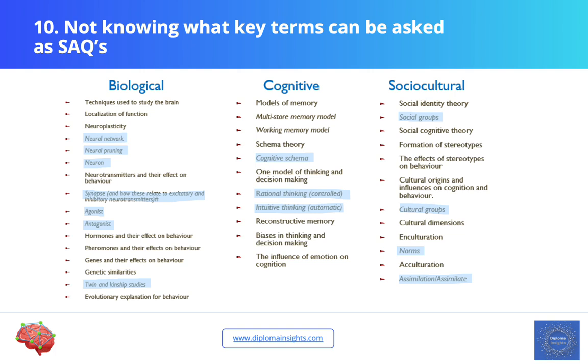And finally, it's caught a few students out in the past when short answer questions have been asked about very specific terminology. And you can see here that they're highlighted in blue any particular term that could be asked at a short answer question level. So be prepared to see these in short answer questions in paper 1 and plan how you would respond to a question that asks you about any of these highlighted blue terms.